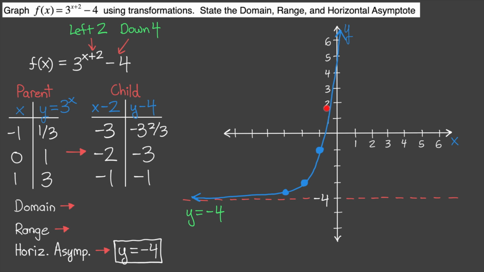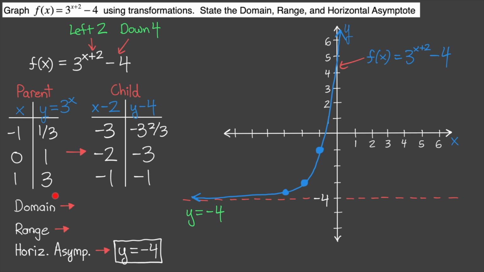All right, so there is our graph. We'll go ahead and label that. That is our graph of f of x equals 3 to the x plus 2, and then minus 4. All right, so we have our graph labeled. So now we have to find our domain and range. And domain and range is easiest to find just by looking at the graph here.